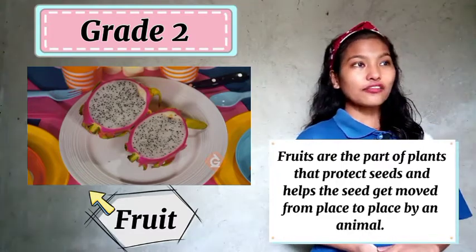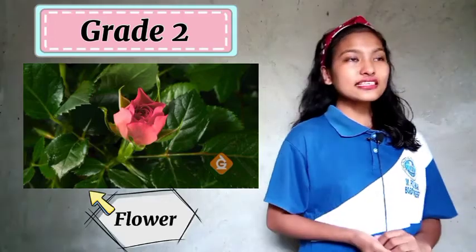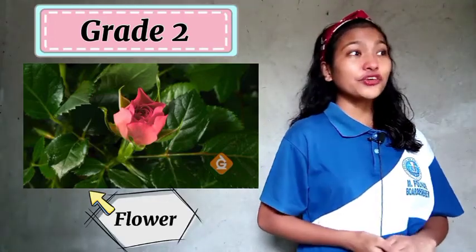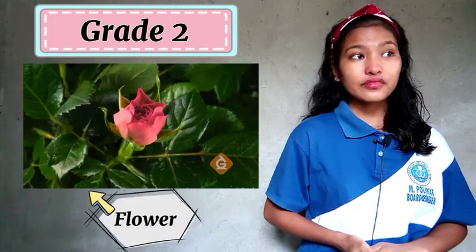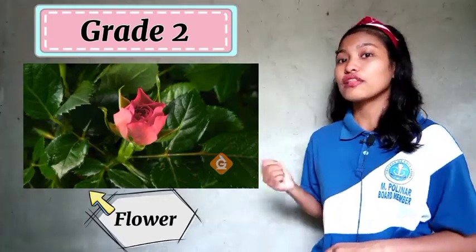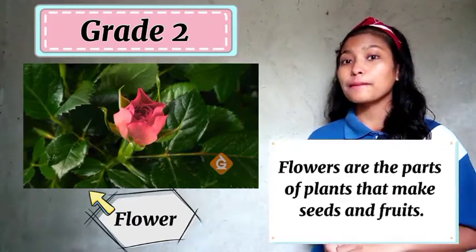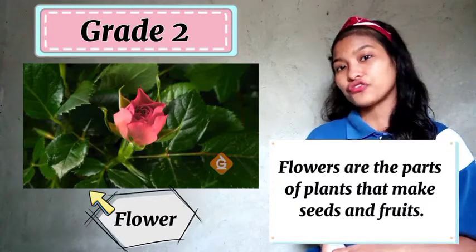And the last one, we have this. What is the function of this part? Can you give me the answer? Very good. This part is what we call flower. And the function of flower is to make seeds and make fruits.